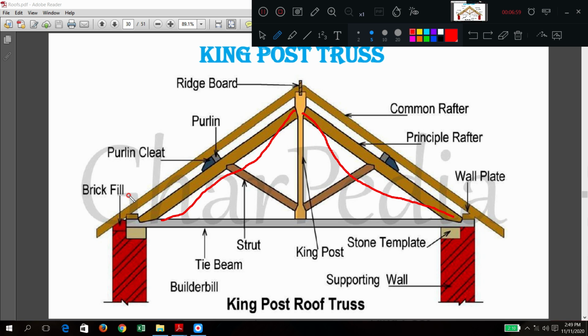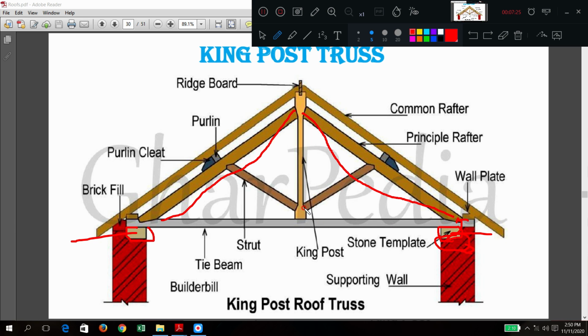Now what is the function of this bed block or template stone or wall plate? What is the function of this one? It will support it on the wall, and it will give support to the truss legs. To transfer the load from truss to the wall in a proper way, over a greatly distributed area, you will have this one.